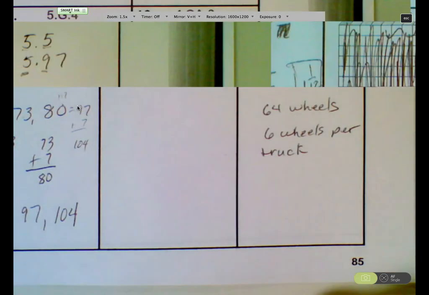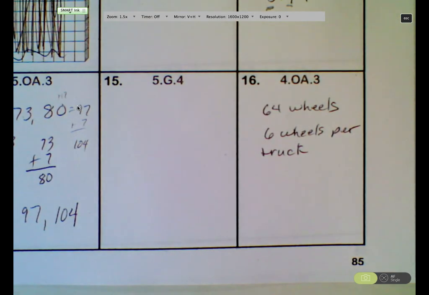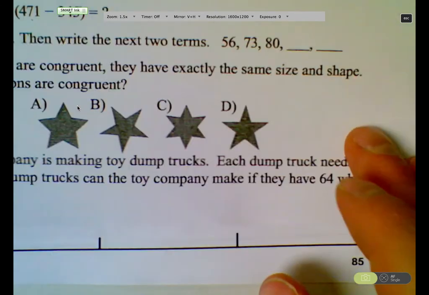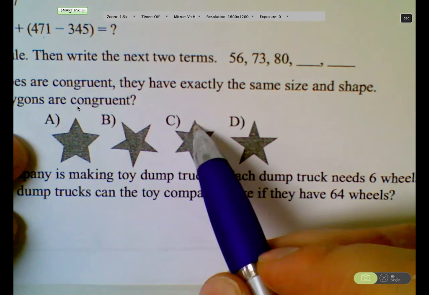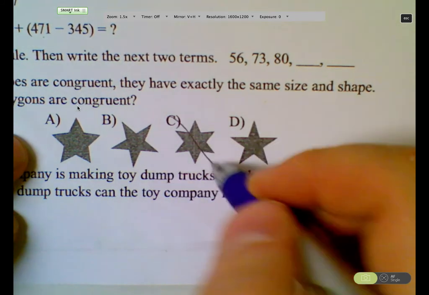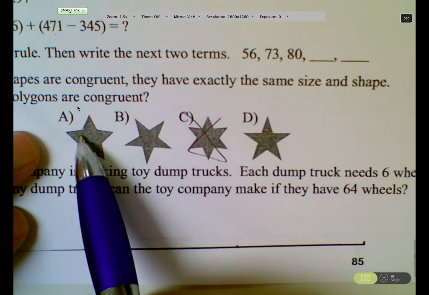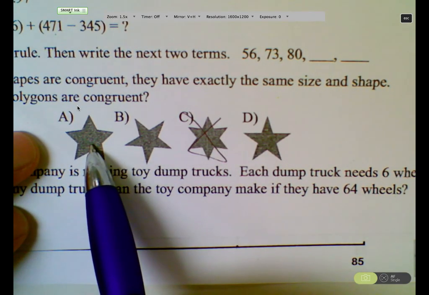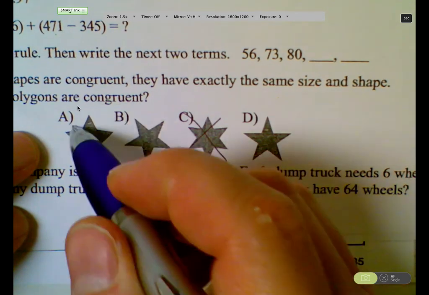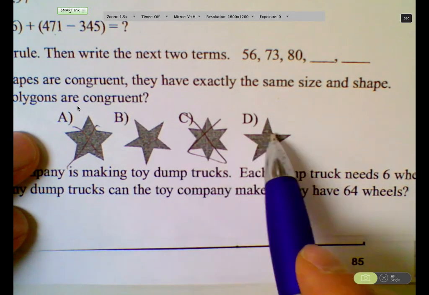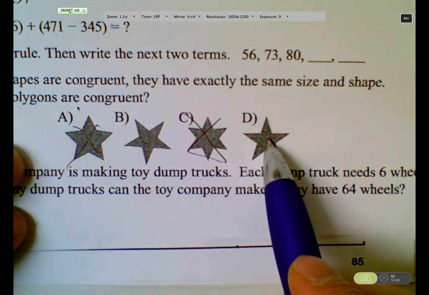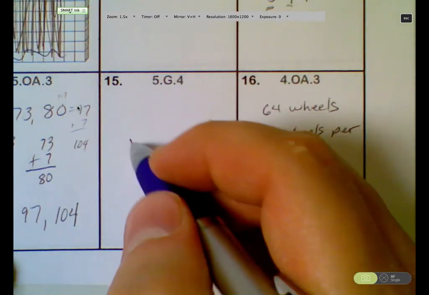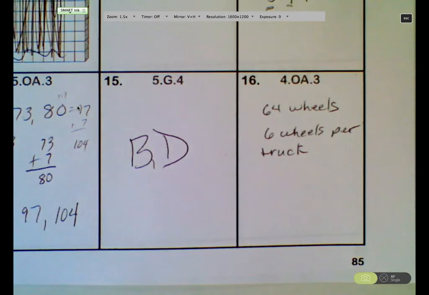Okay, moving on. 15. If 2 shapes are congruent, they have exactly the same size and shape. Which polygons are congruent? If I take a look at these stars, this guy right here has got too many triangles there. 1, 2, 3, 4, 5, 6, where the rest have 5, so that's gone. This one right here looks a little bit wider than the rest of them. So that one's going to be gone. And this one's just a little bit rotated. This one's rotated from this one. But they are the same exact size and the same exact shape. So B and D are your answers.